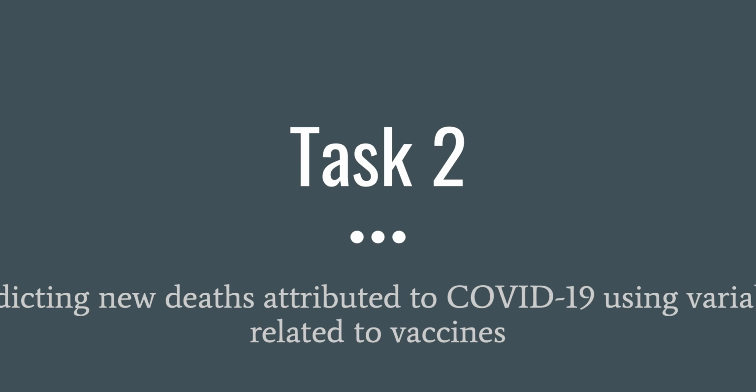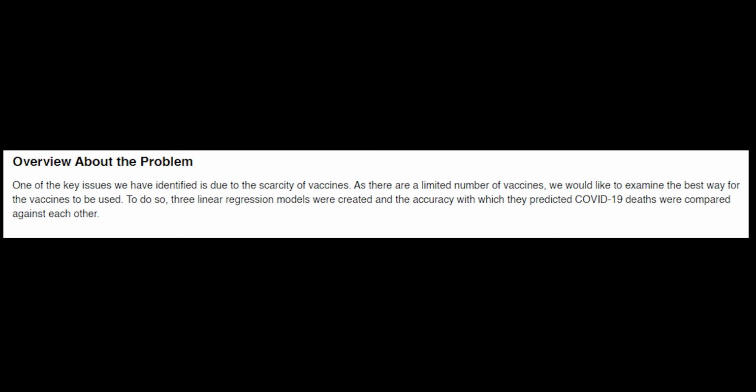Now we will go on to task 2, where we will be analyzing the problem my group has identified and our solution to it. The main problem we have identified is caused by the scarcity of vaccinations. As such, we would like to evaluate the efficacy of vaccination rate and full vaccination against each other in predicting COVID-19 deaths. To do so, we examine their accuracy in predicting the total number of COVID deaths.